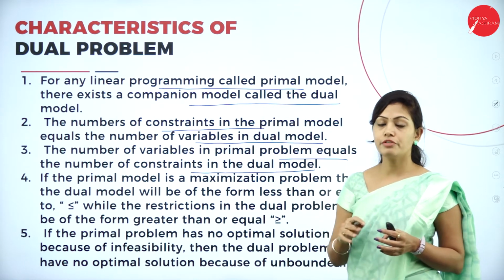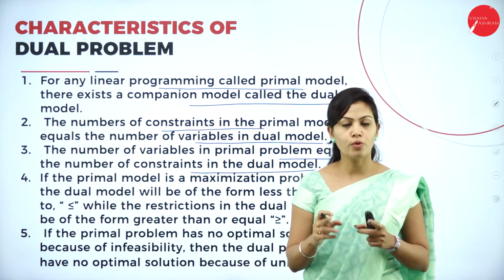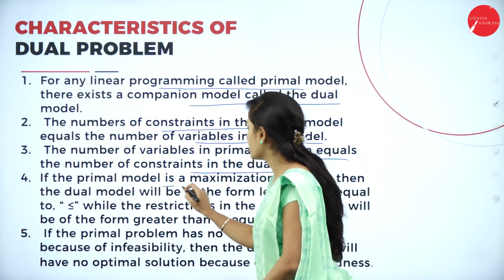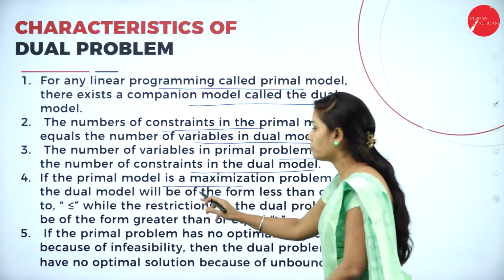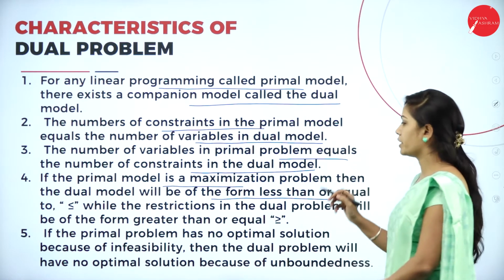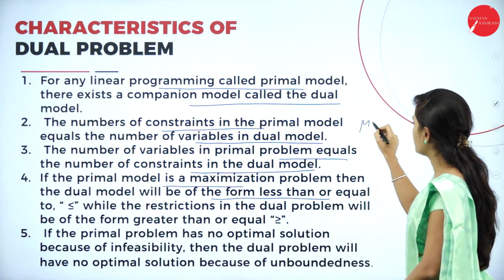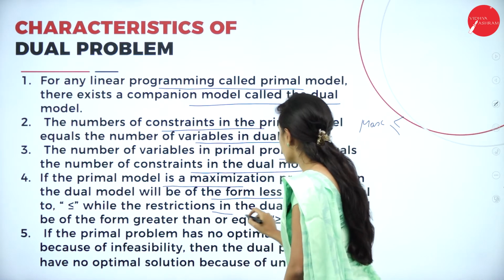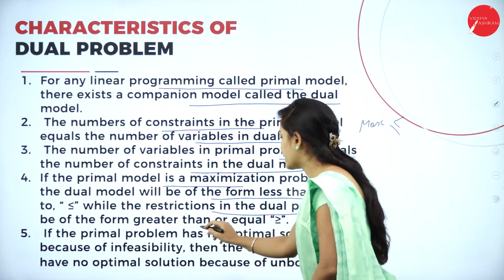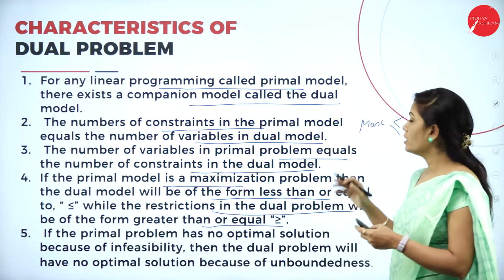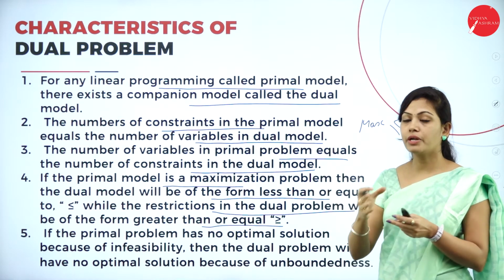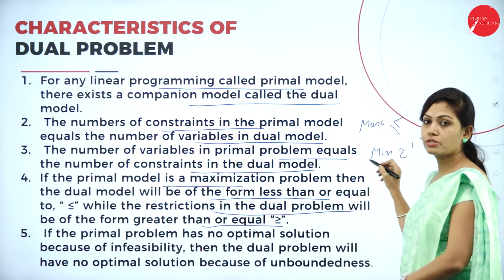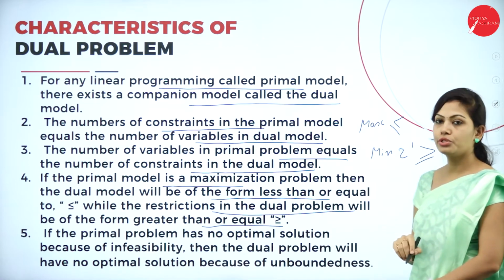If you learn this conversion from primal to dual easily, you can write the characteristics of the dual problem in your own words. If the primal model is a maximization problem, then it has less than or equal to constraints, while the restrictions in the dual problem will be of the form greater than or equal to. If your primal is maximization, after converting from primal to dual, our objective function is min z dash, and the constraints convert into greater than or equal to sign.